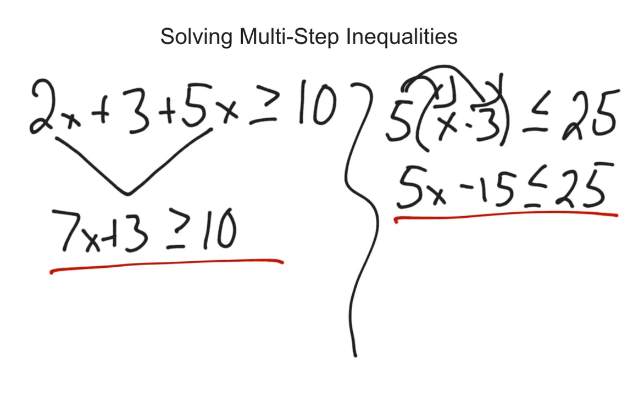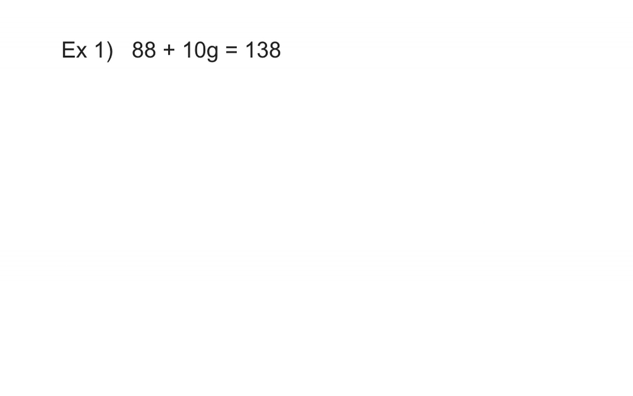Of course, remembering with inequalities that anytime that you multiply or divide by a negative number, you end up having to reverse that inequality symbol. So that's the one thing that changes. Other than that, all of the rules that we've learned in the past still apply here. So the first one, I'll do example 1 for you, and then I'll let you try a couple after that. So example 1, 88 plus 10g is greater than 138.